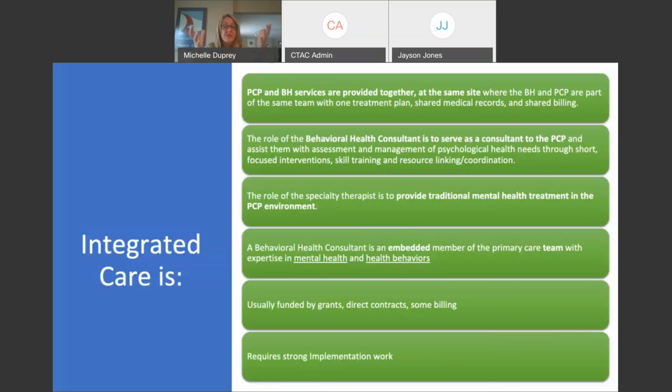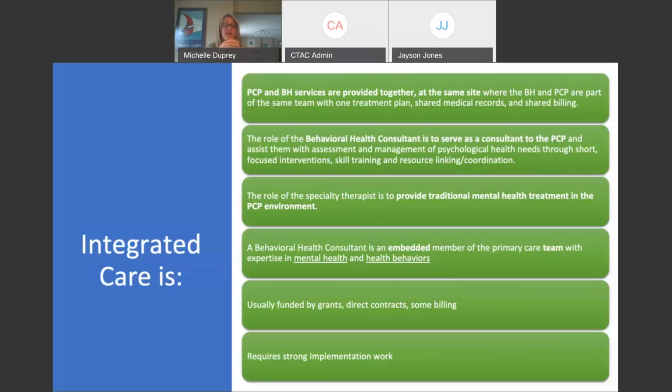The role of the specialty therapist, where we refer somebody who needs actual therapy, is that we need you to still provide that therapy. We're not taking over any therapy work. We're basically doing brief, focused, evidence-based intervention for mild to moderate cases. If we can keep a client in the primary care office and provide them with some mental health intervention, we want to do that.